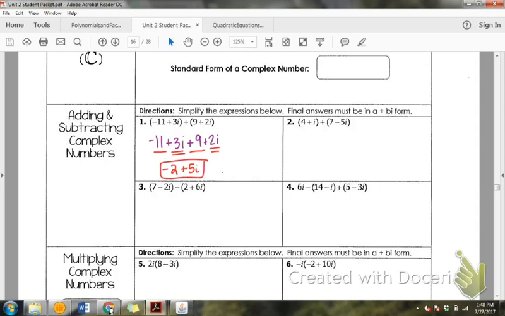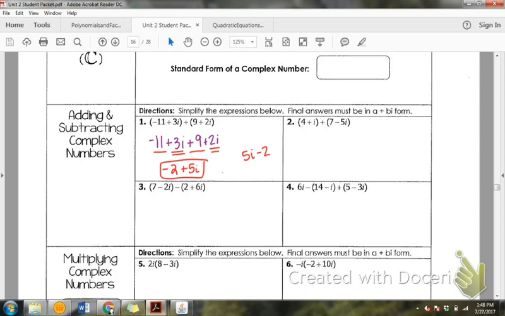Now, you can write it like this. You can write it 5i minus 2, and it's the same thing, right? The 2 is still negative, the 5i is still positive. It doesn't matter to me which way you write it. I will probably write the complex number or the imaginary part of it after it. I'll probably do the whole number first, okay? So let's try number 3.